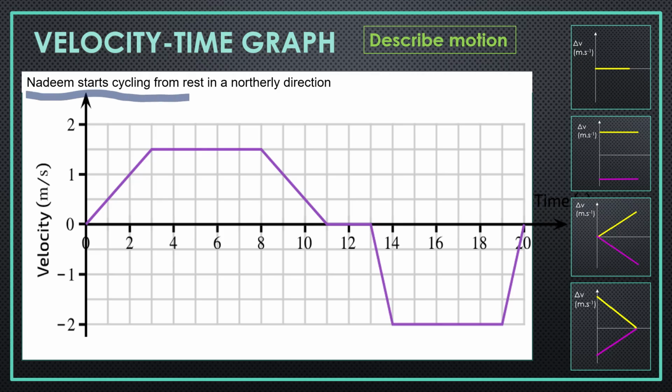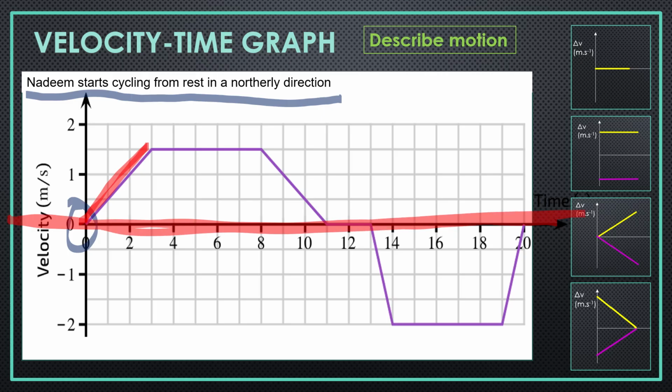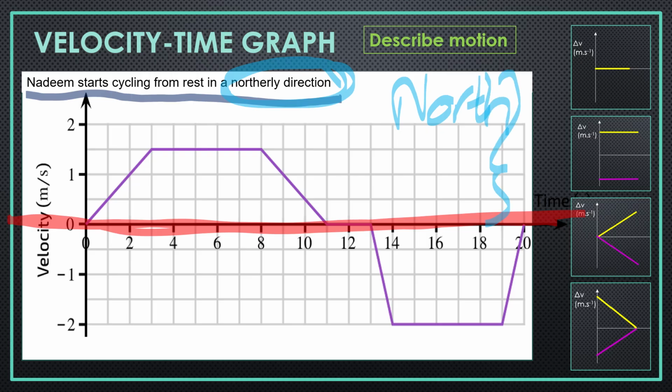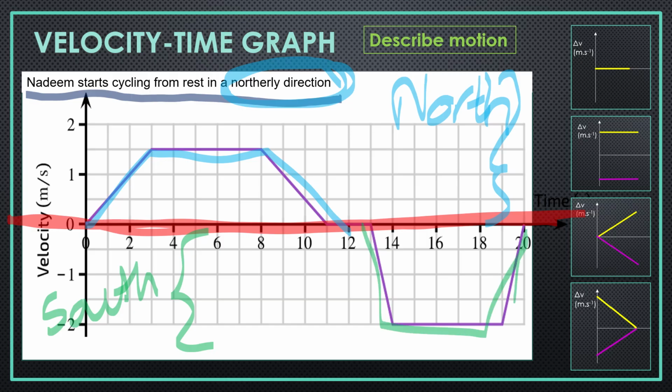Now, let's read the information there at the top. Nadeem starts cycling from rest, in a northerly direction. So this line starts above the x-axis. Remember, the x-axis divides the two directions. Because your graph starts above the x-axis, and the story tells us Nadeem starts cycling from rest in a northerly direction, that means everything above the x-axis is north. So that is when Nadeem is cycling north, and everything below the x-axis will then be the opposite direction, south. So that will be this section.